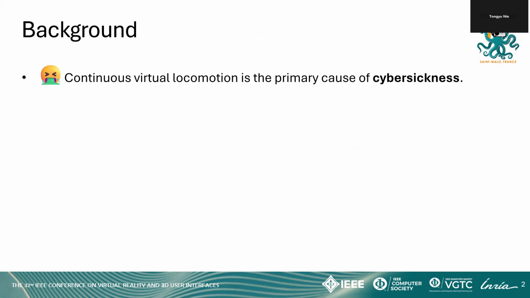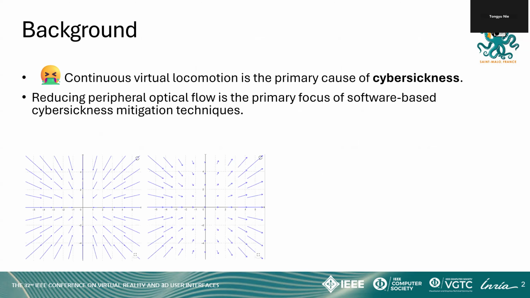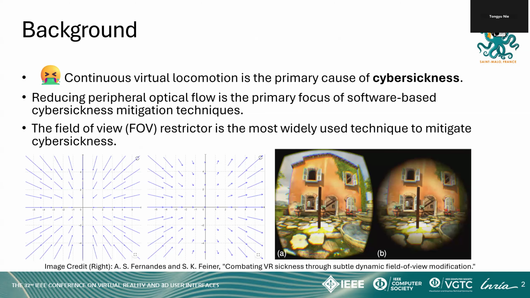Virtual locomotion is the primary cause of cybersickness because of the visually perceived motion. The peripheral vision is highly sensitive to motion, and reducing optical flow in the periphery has been the primary focus of cybersickness mitigation. For example, the field of view restrictor eliminates peripheral optical flow by turning the outer ring in the field of view black. However, a wider field of view is desired for user experiences.